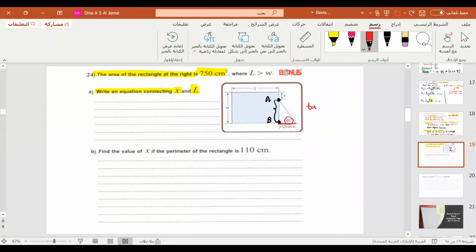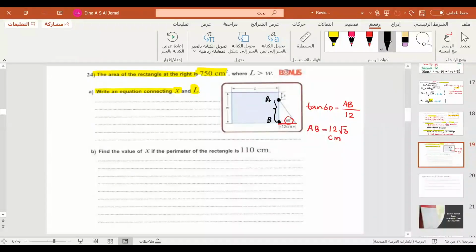Tan 60 is equal to AB over 12. So the value of AB must be 12 square root of 3 centimeter.